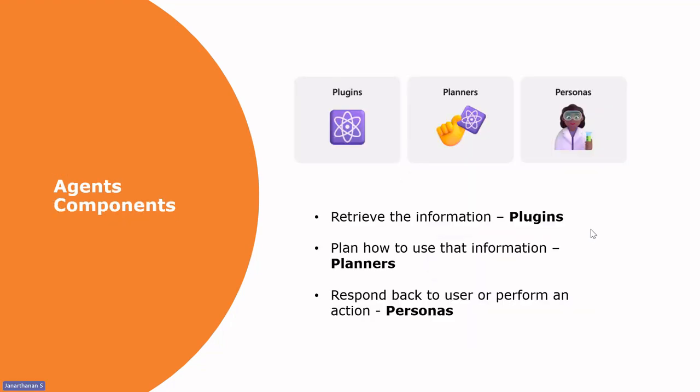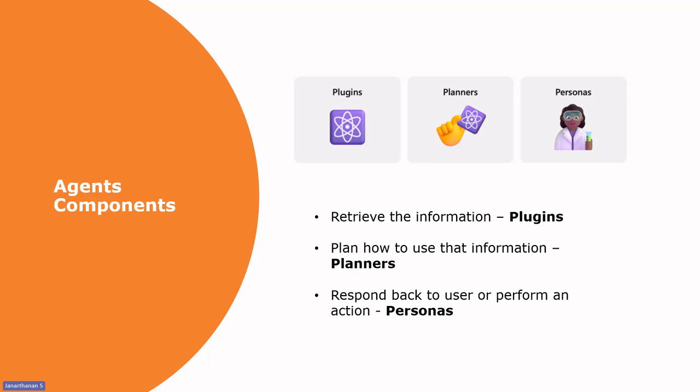So what are the components of your semantic kernel AI agents? There are three important components you can notice with respect to your semantic kernel AI agents. One is the plugin, the second one is the planner, and the third one is the persona. The meaning of plugin is, if I want to retrieve any particular information within your semantic kernel as well as agentic AI, you can make use of a plugin. We have various types of built-in plugins available. You may be able to customize your own plugin as well. That is one of the major components.